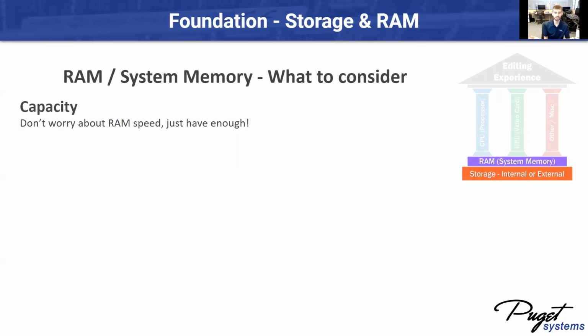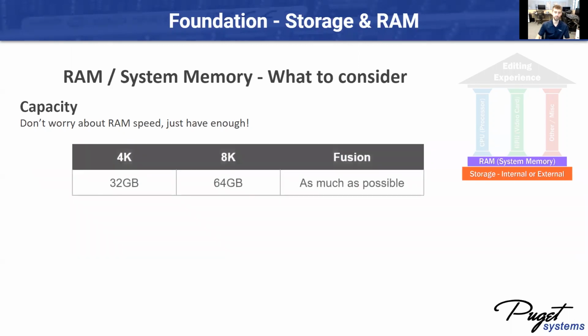And so what to consider, there's really not too much here. Capacity is really it. Don't worry about RAM speed. There are some times where RAM speed will make a slight difference. Honestly, I wouldn't worry about it that much. More often than not, going higher in RAM speed results in just your system blue screening more often. So generally, we don't recommend going anything above what your CPU natively supports.